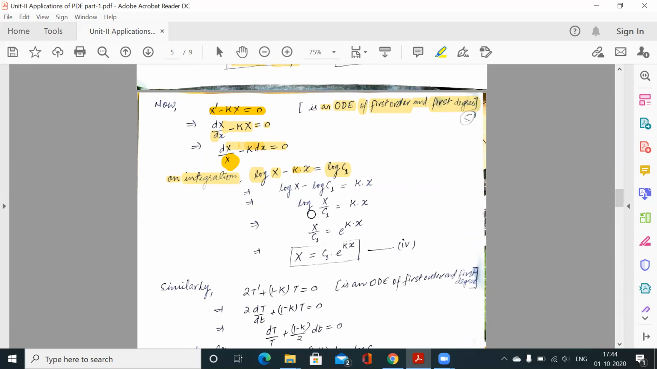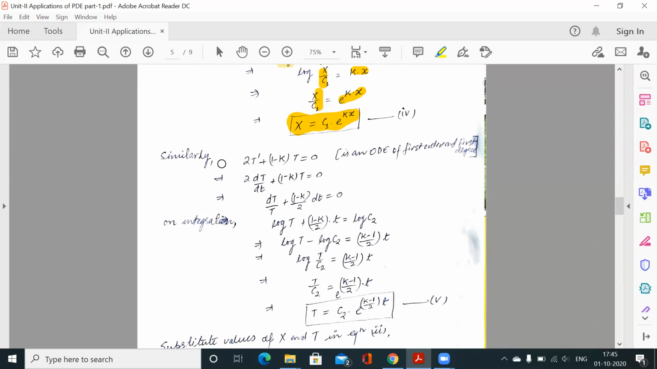Now applying the log properties, log X minus log c1 is equal to kx, so log (X over c1) is equal to kx. Now taking the anti-log, X over c1 will be equal to e to the power kx. So X would be equal to c1 e to the power kx. So this is the solution of the first ordinary differential equation.